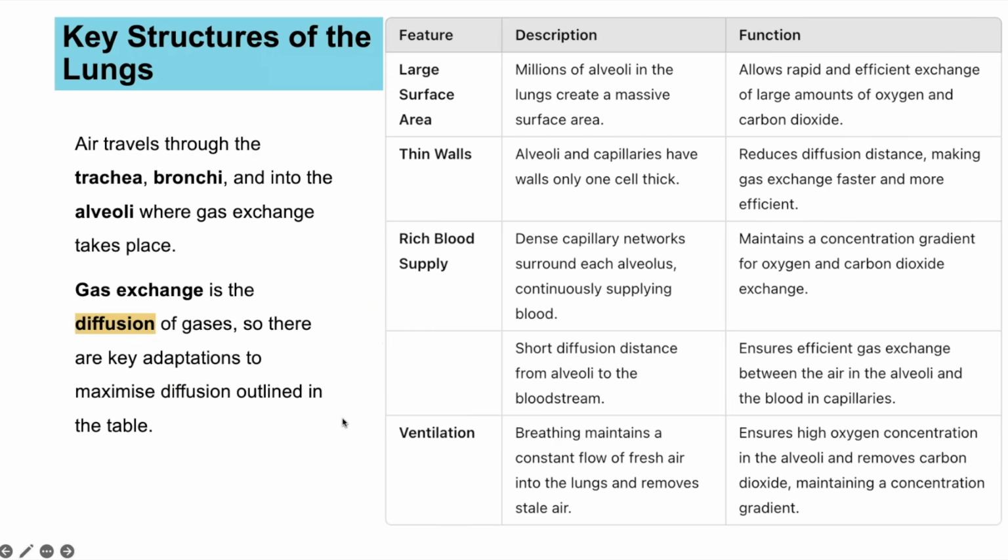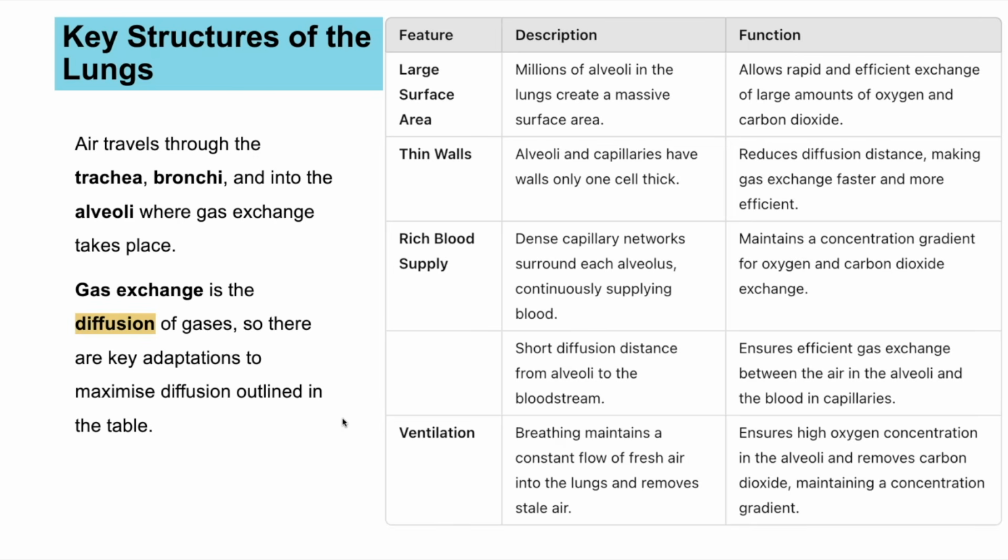So then if we have a look at the adaptations, you might want to screenshot this, so you've got this as a table to put into your revision notes. We've talked about the structures, and we said that the air travels from the mouth and nose through the trachea, through the bronchi, to the bronchioles, and then the alveoli, which are the air sacs where gas exchange takes place. Gas exchange is diffusion. So oxygen diffuses from the alveoli into the bloodstream. Carbon dioxide diffuses from the bloodstream into the alveoli.